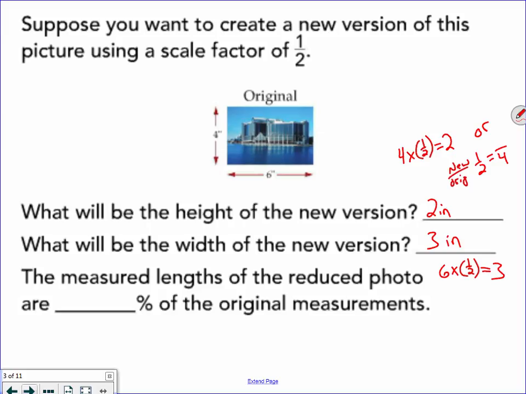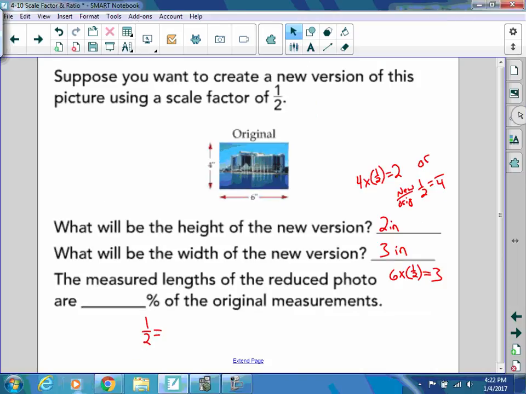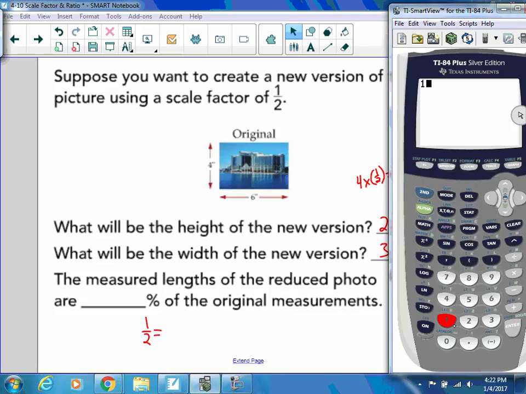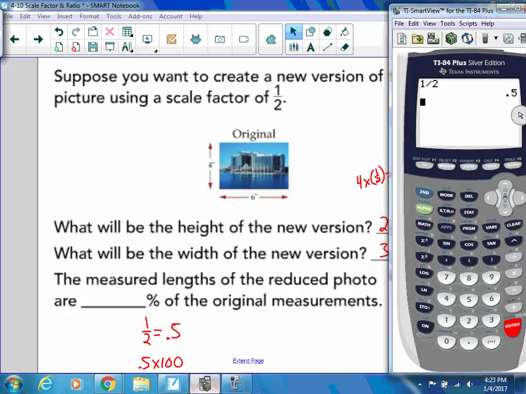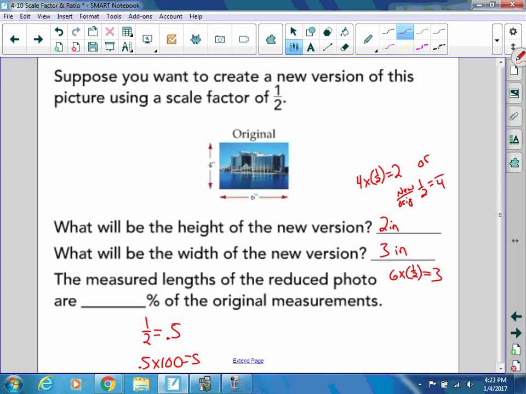Now the last part here, the measured lengths of the reduced photo are blank % of the original measurements. Okay? Now what I'm going to do to get that is I'm going to take my scale factor of 1/2, and I'm going to go to the calculator here, 1 divided by 2 to get that as a decimal. Okay, so that's going to be 0.5. Now to go from the decimal to the percent, I'm just going to take 0.5 times 100. So in my calculator here, I can just say times 100, and that's going to give me the 50. Okay, so it's 50%.